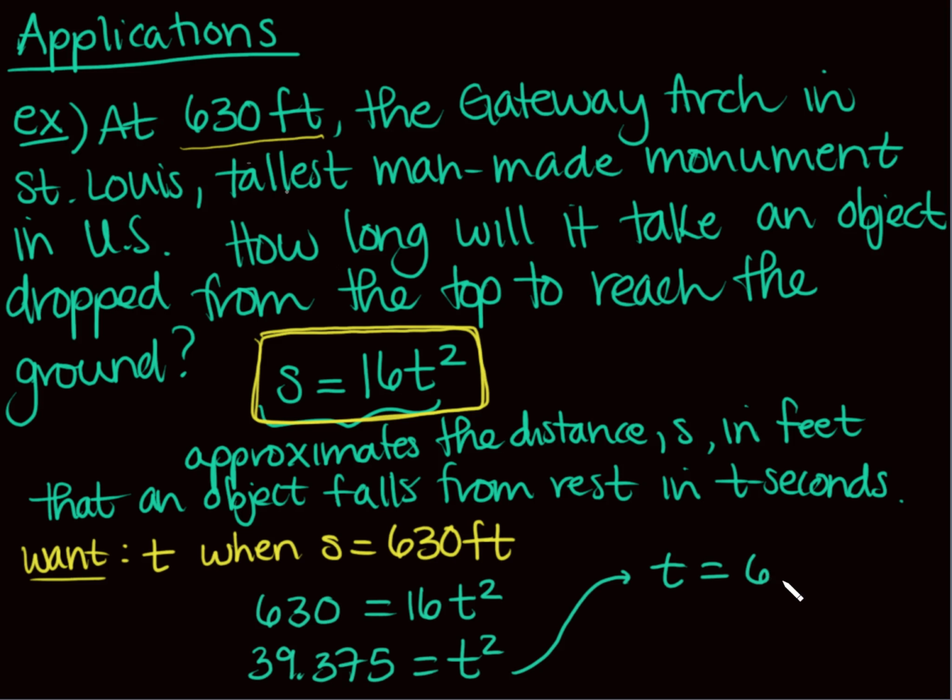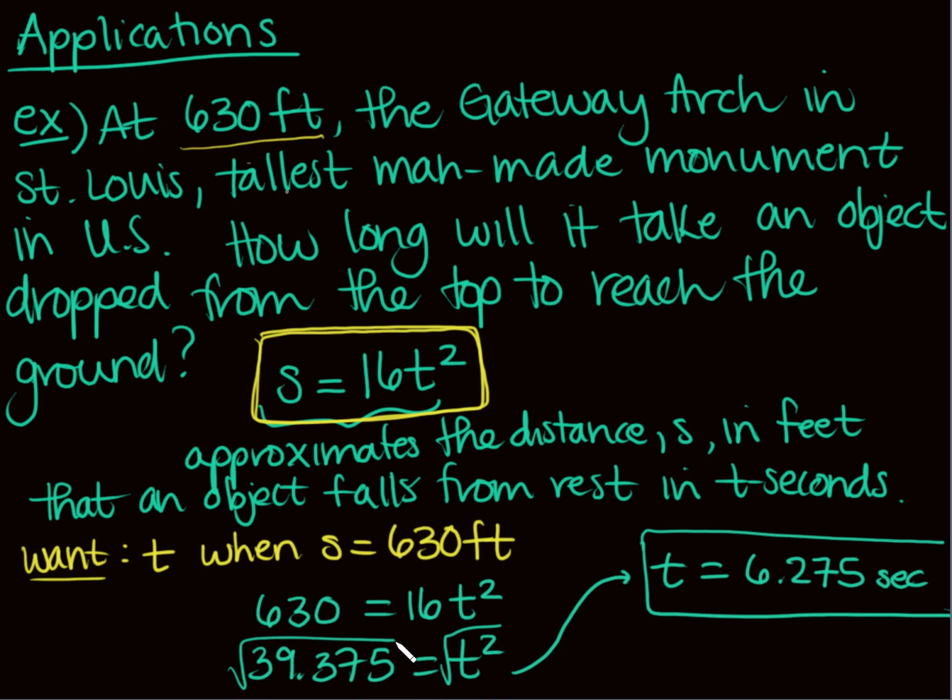I don't know. If you figured out how to go back in time, I need you to contact me and we need to write a paper or something. But we can't go back in time, so we're just going to do a positive 6.275 seconds. And of course, you're going to write your answer in a sentence. It will take the object approximately 6.275 seconds to reach the ground. And again, what do we do there? We square rooted. Okay, so that's a pretty easy application, I think, especially because the function is given to us.